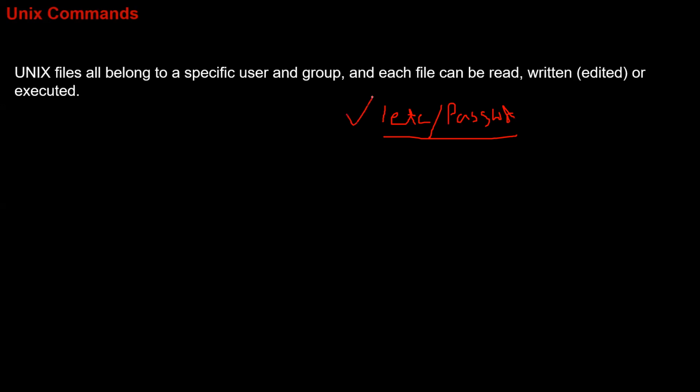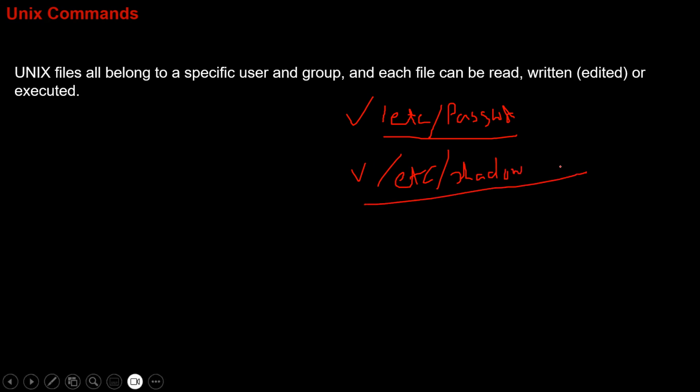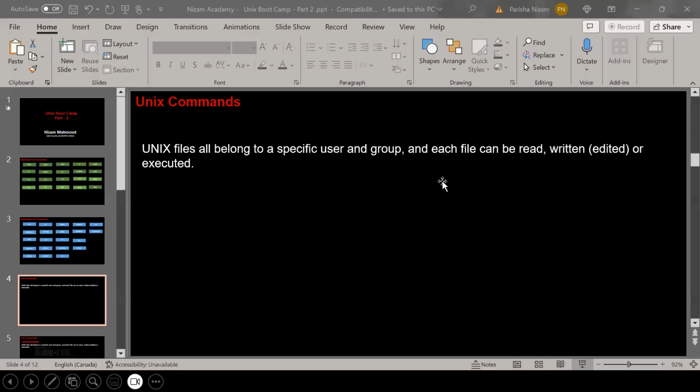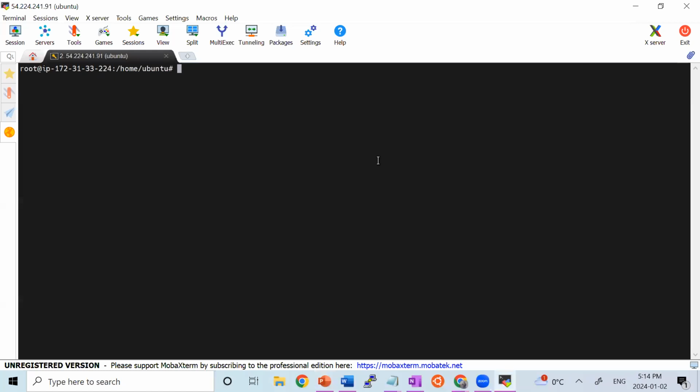So it is the /etc/passwd file, and another file called /etc/shadow. Remember, these two files are very important from a cybersecurity point of view. Shadow, SHADOW. So these two files are very important in this scenario. Okay, so let's go back. So now this is our lab.